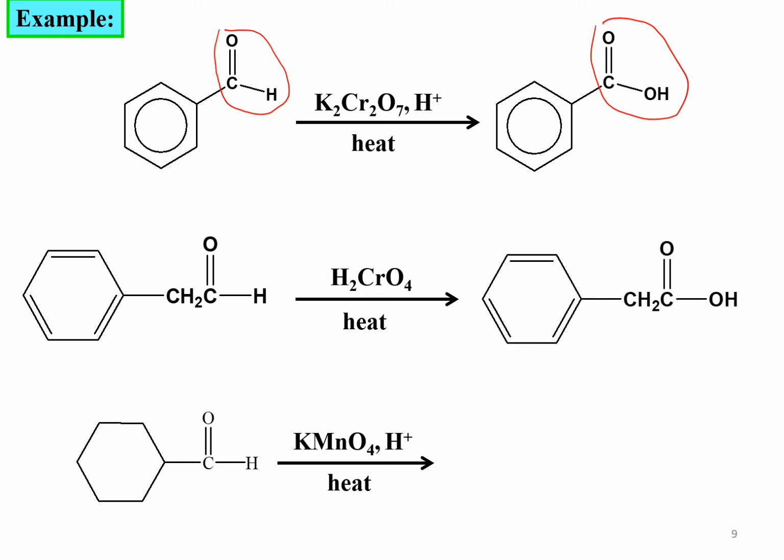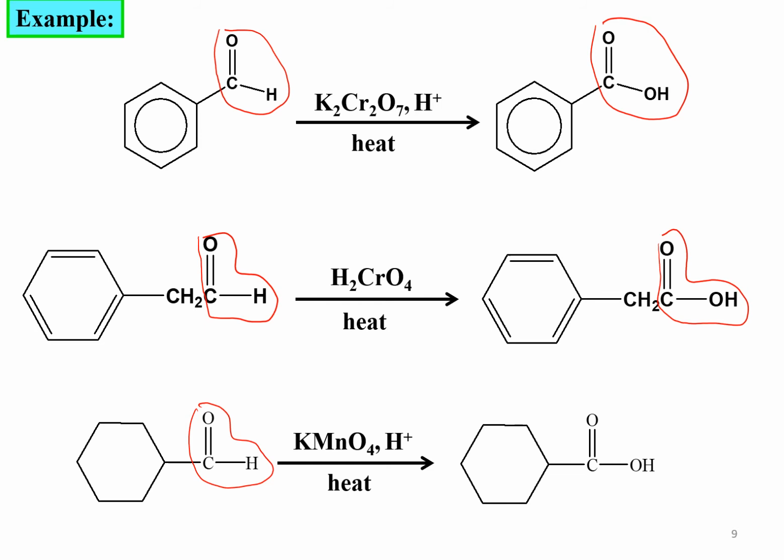Second example is the same. The CHO, the carbonyl group for aldehydes, we will convert it to COOH. Carbonyl group converted to COOH. So from aldehydes, using strong oxidizing agents, we get carboxylic acid.